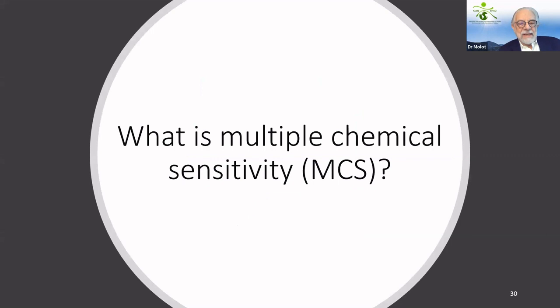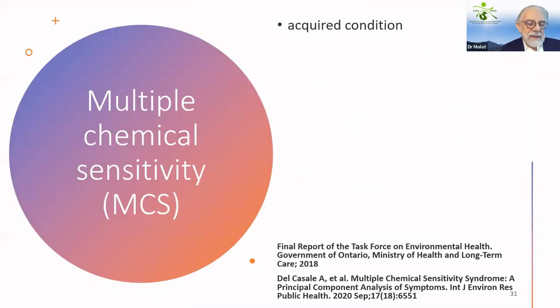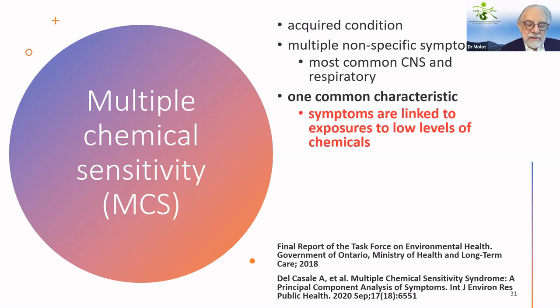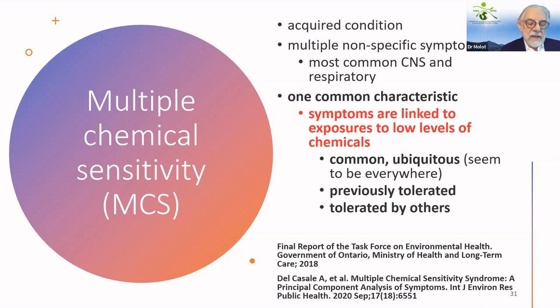So what exactly is multiple chemical sensitivity? MCS is an acquired condition. People with MCS describe multiple nonspecific symptoms, most commonly involving the central nervous and the respiratory systems. The one common characteristic is that the provocation of symptoms is linked to exposures to low levels of chemicals that are common and ubiquitous, that were previously tolerated and are tolerated by everybody else.